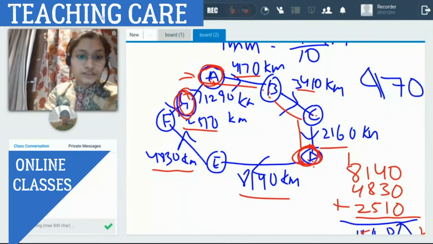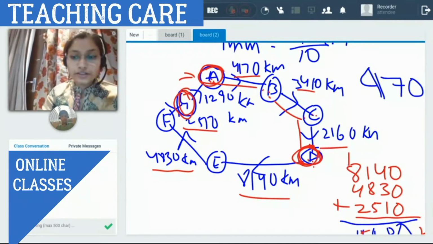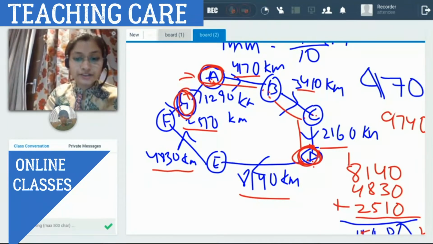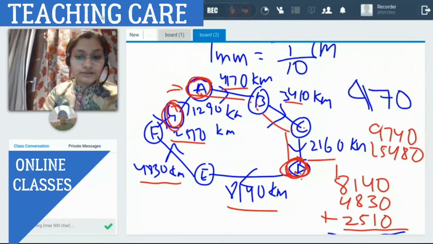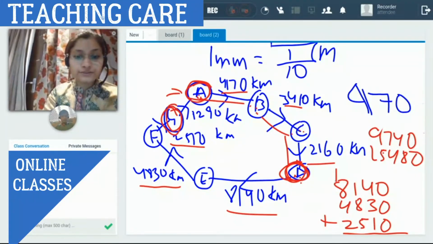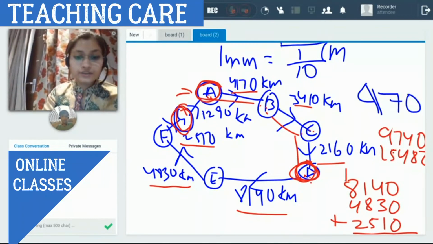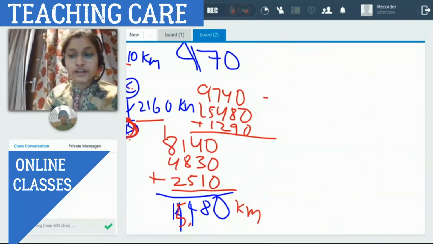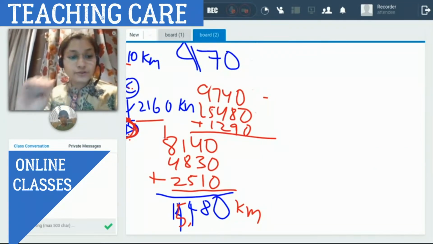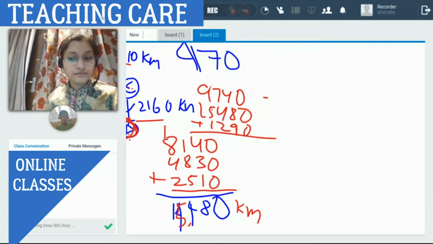See, the easy way is in the first part you have already calculated for A to D. That was 9740. In the next part you have calculated for D to G. That is 15480. If I have already reached G, then coming back to A, just one distance is remaining, 1290. So if I add up these three quantities only, I can get my answer. I don't need to repeat the calculation again. So just add them up.